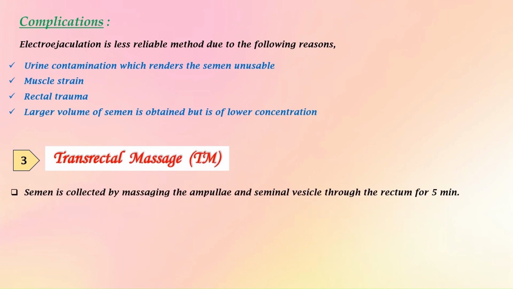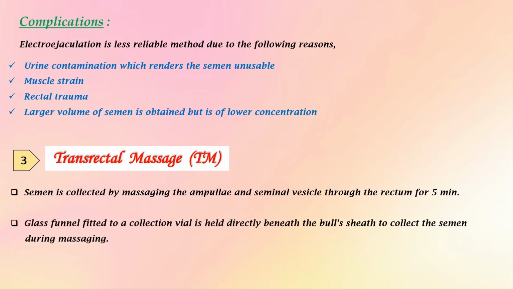Semen is collected by massaging the ampullae and seminal vesicle through the rectum for 5 minutes. Glass funnel fitted to a collection vial is held directly beneath the bull's sheath to collect the semen during massaging. Semen quality was reduced in this method compared to electroejaculation technique. The last method is collection of epididymal spermatozoa.